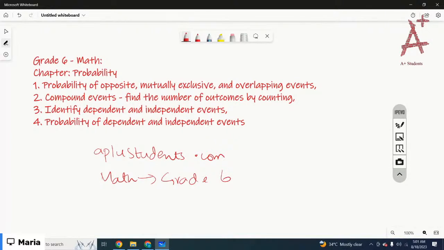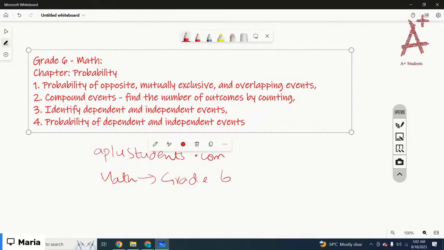We're going to start with the chapter probability. The lessons we're going to cover from the chapter are probability of opposite, mutually exclusive and overlapping events; compound event, find the number of outcomes by counting; identify dependent and independent events; and probability of dependent and independent events. So let's start with the first lesson.